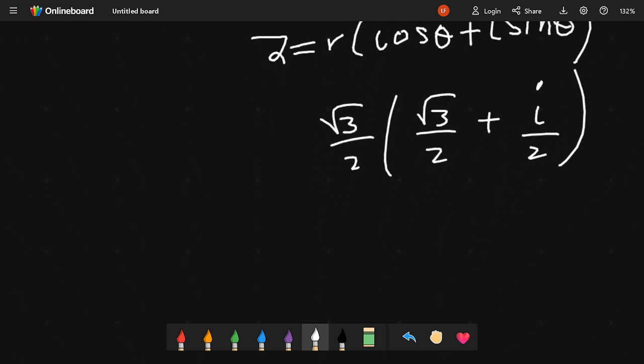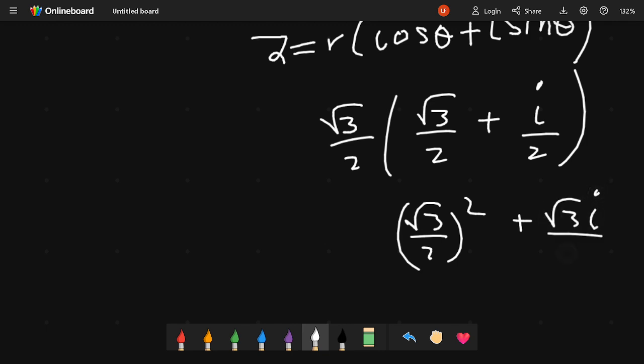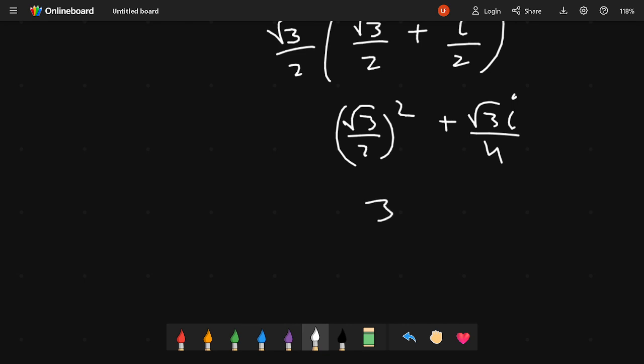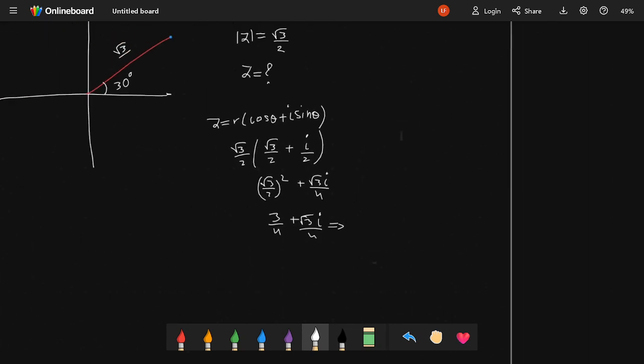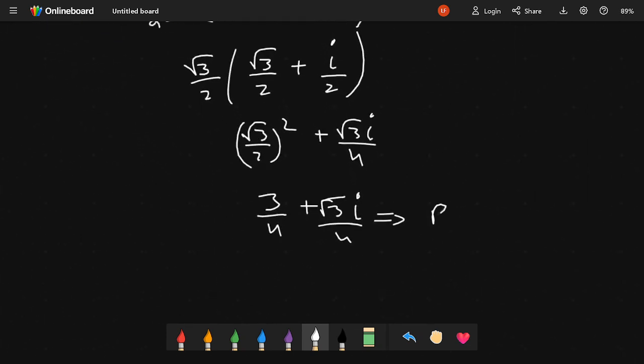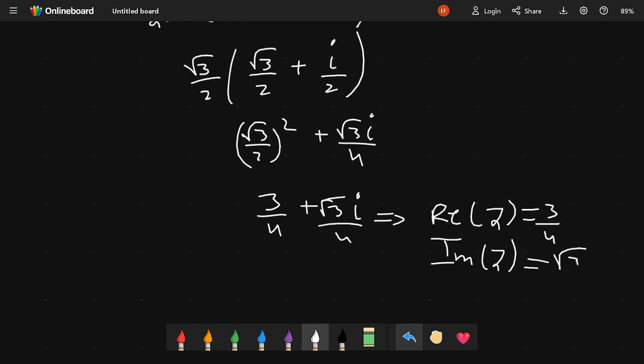And if we solve this, this is the square root of 3 over 2 whole squared plus the square root of 3i over 4. And this is going to give us 3 over 4 plus the square root of 3i over 4. And this is your complex number, where the real part of z equals 3 over 4, and the imaginary part of z is the square root of 3 over 4.